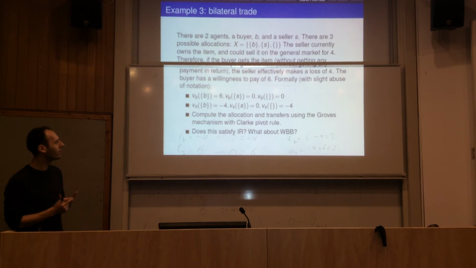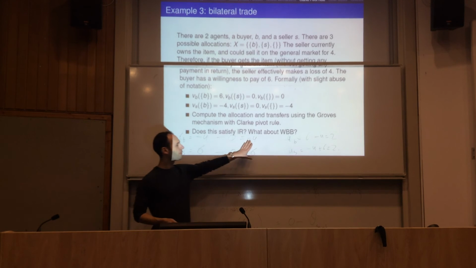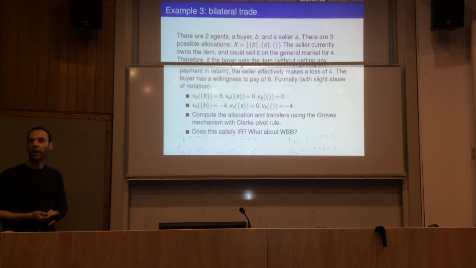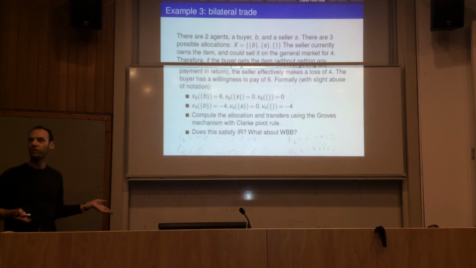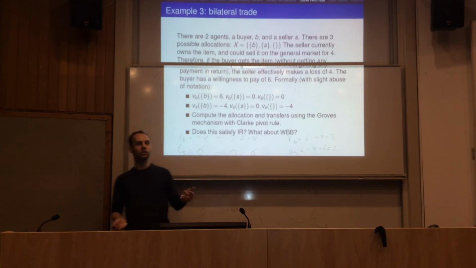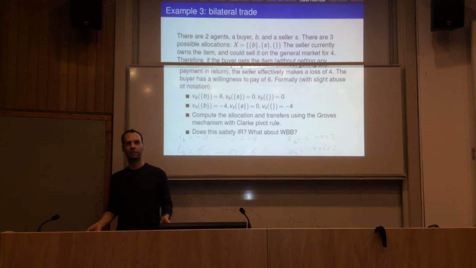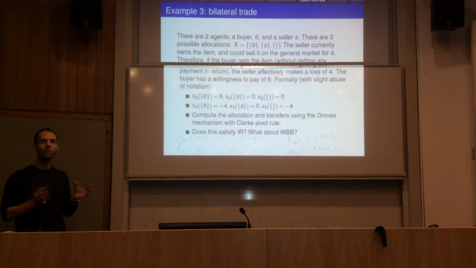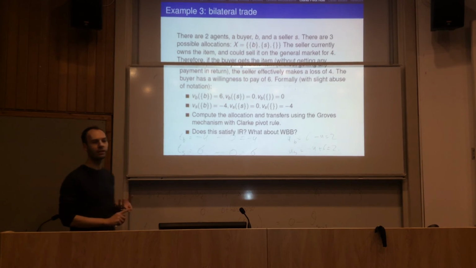So in this case, budget balance is a problem. Obviously, we can fix it by not allocating anything to anyone, but that means we don't have efficiency. And we could find a different h value so that budget balance is satisfied, but then we're going to break individual rationality. So there are always situations where we cannot find a single mechanism that always satisfies budget balance, individual rationality, and efficiency.